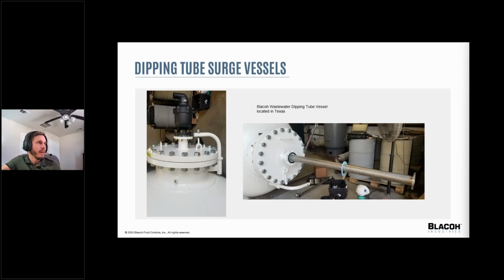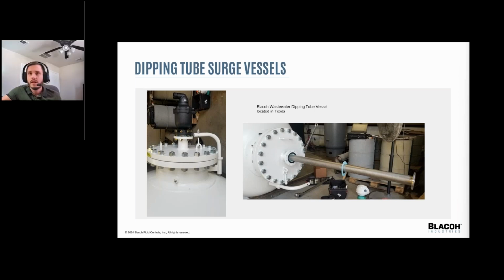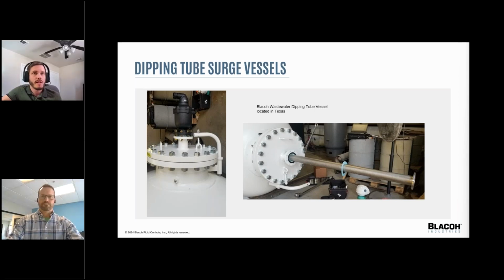And then here's another example of a dipping tube, showing how it's assembled. Here's the fully assembled picture with the tube in and the valve installed on top. And this one is for wastewater in Texas. So that's it for the vessel types. Now I'll hand it back to Chris, who will wrap up with an application chart and, if time permits, more examples and a summary.